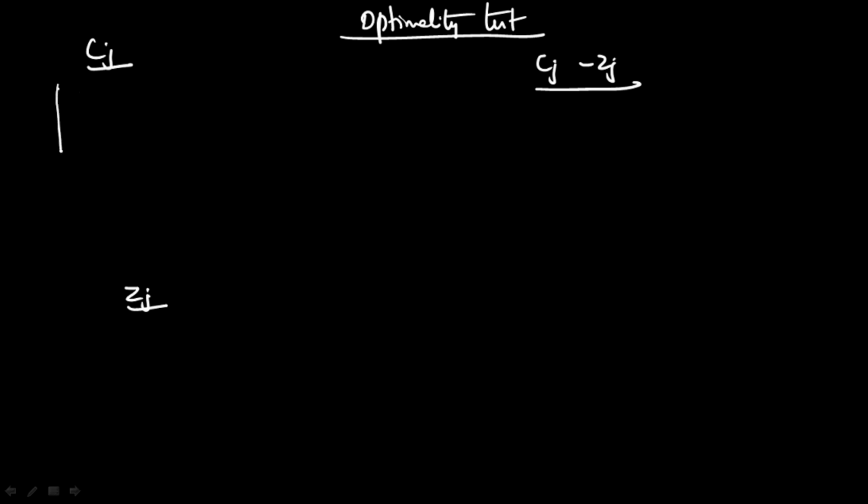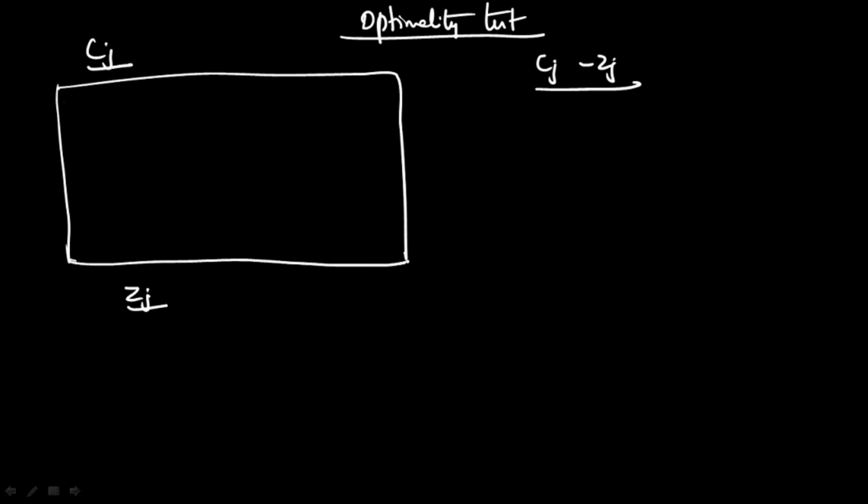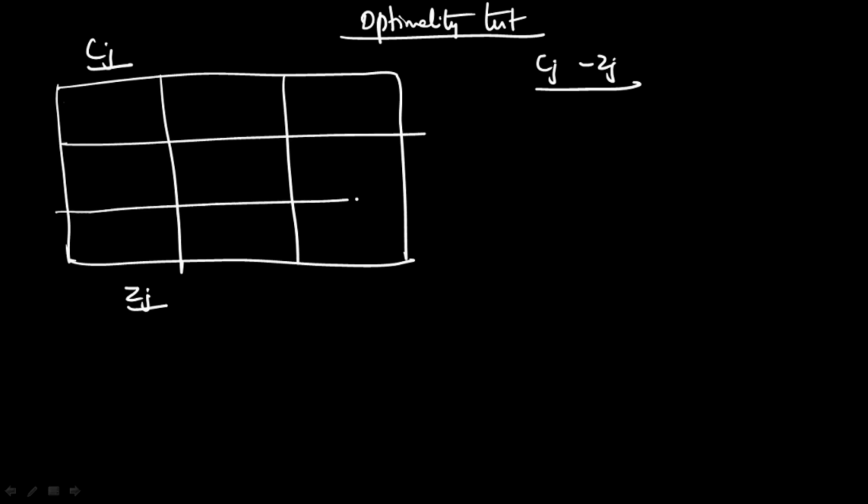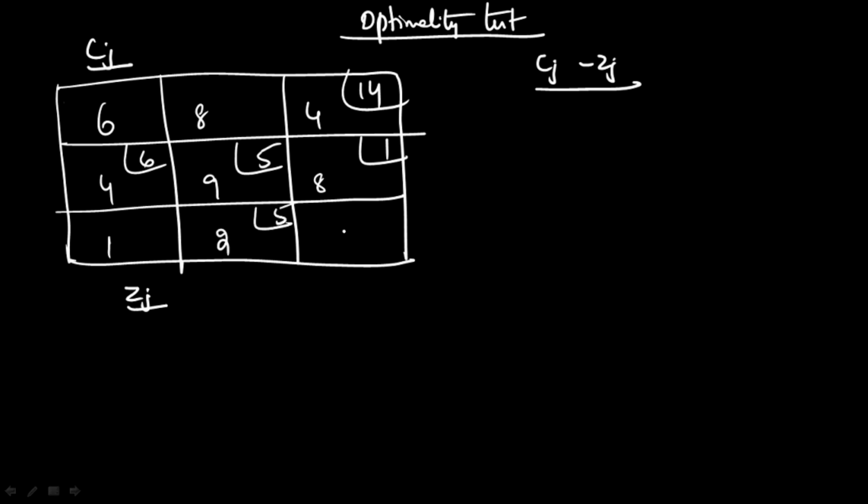So Cj is nothing but the solution that you have got. Okay. Let me write that solution first. Cj is nothing but the solution that you have got. Okay, what is the solution you have got? 6, 8, 4, you have 14, 4, you have 6, 9, you have 5, 8, you have 1, 1, 2, you have 5, and then you have got 6. So this is the solution now we have got here. You can check it in the previous slide. This is the solution that you have got. That is Cj. Then what is Zj?